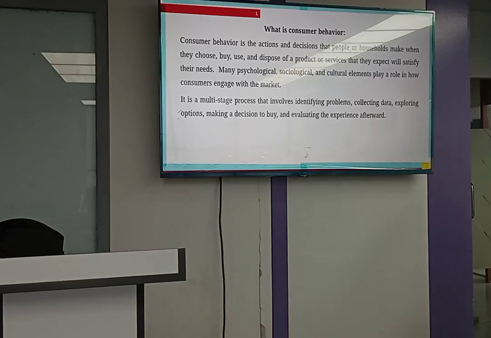So we just started now. So we started with the slide, what is consumer behavior? So as you can see, consumer behavior is the action, decision that people or household make when they choose, buy, use and dispose of a product or service that they expect will satisfy their needs, thinking that it will fulfill my need, when I say a customer, a service.